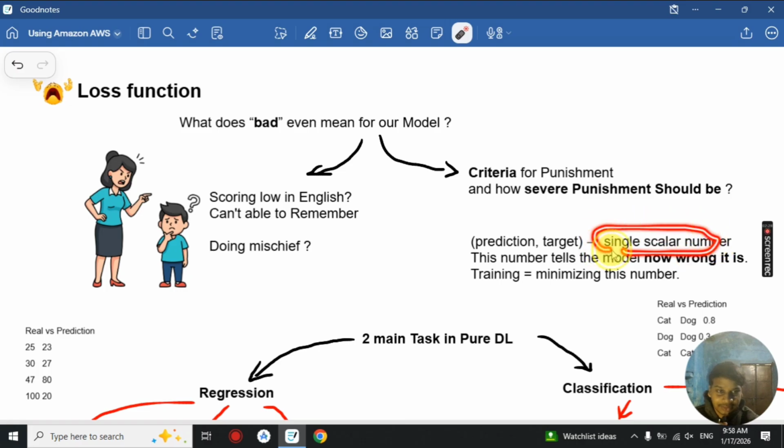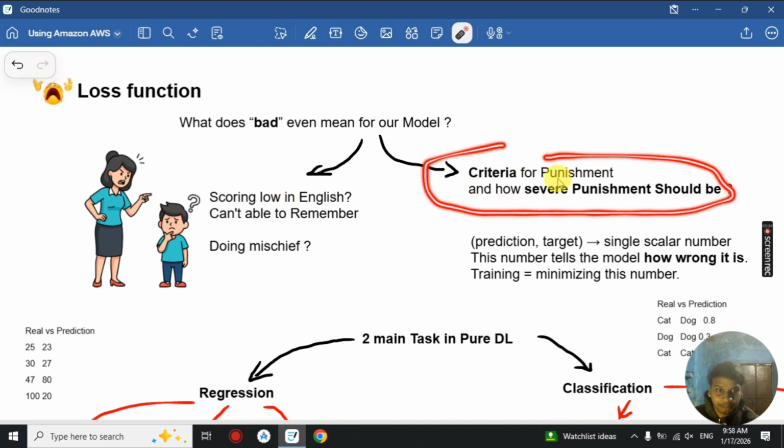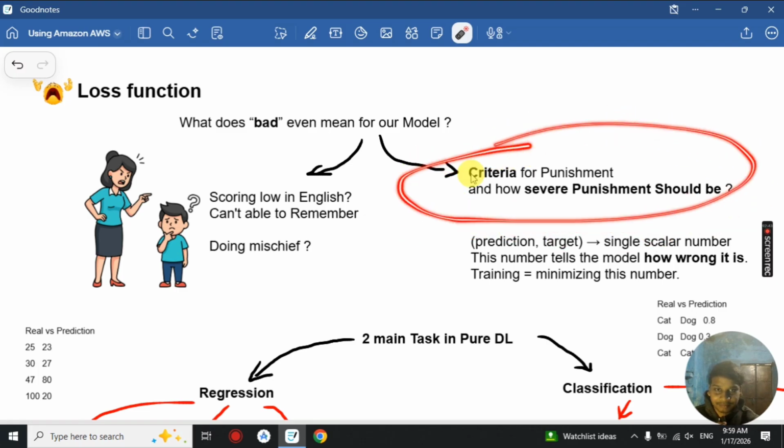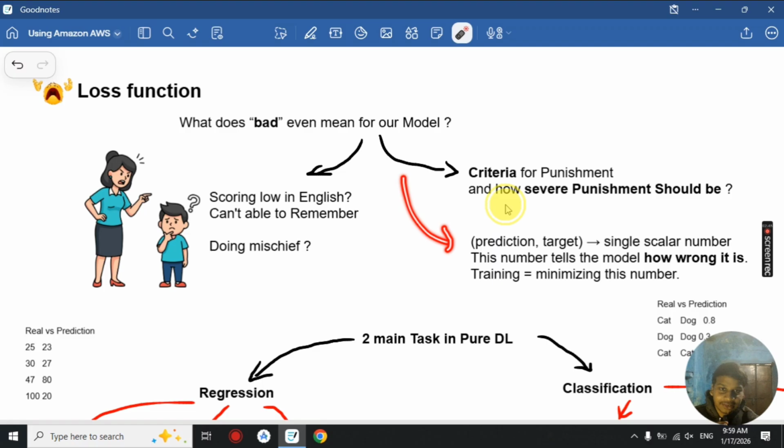Once again, the loss function tells what the criteria for punishment is, and how severe the punishment should be. It takes our prediction and target and gives a scalar number, and that scalar number tells us how wrong the model is, and the whole agenda of the training is to minimize this number.